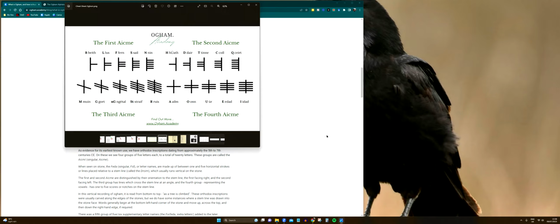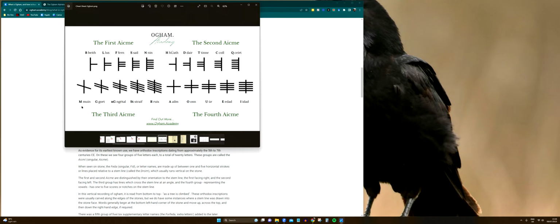When seen on stone, the Fetha, or singular fi, which are the letter names, are made up of between 1 and 5 horizontal strokes or lines placed relative to a stem line called the drim, which usually runs vertical on the stone. So you have a vertical line that's going up, and you have lines of between 1 and 5 coming out from this vertical stem line. Again, this will be much clearer when you have your Ogham cheat sheet in front of you and you can go through it again.